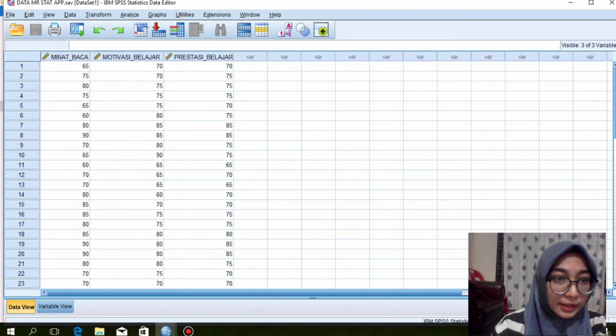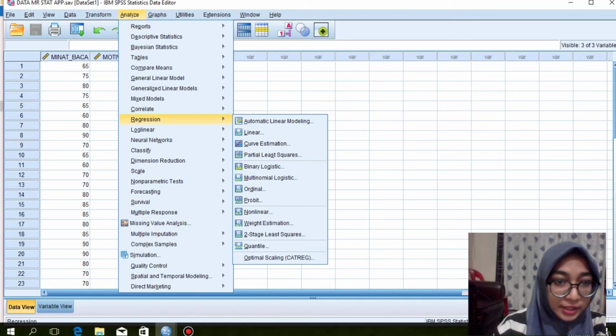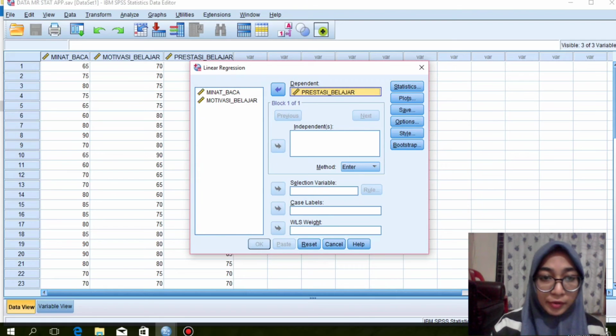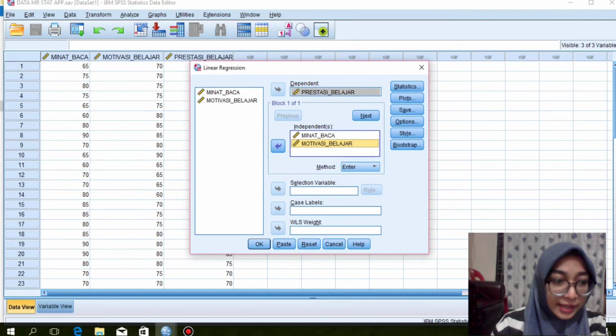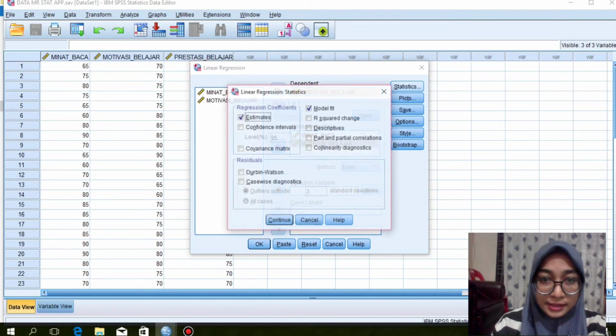And the next step, click analyze. Then select regression and then select linear. And for dependent column, I choose prestasi belajar as the variable Y, and for independent column, I choose minat baca and motivasi belajar as variable X1 and X2. Next, for the method is enter, and I click statistic.